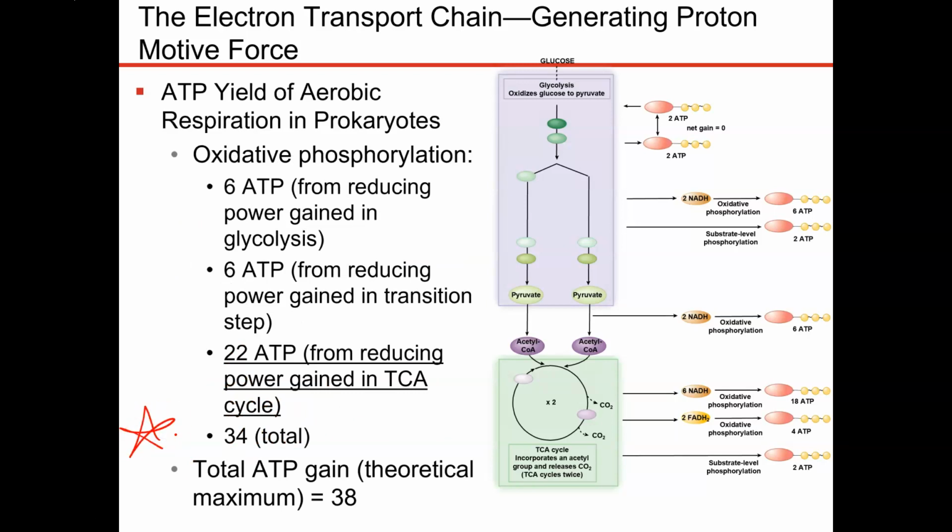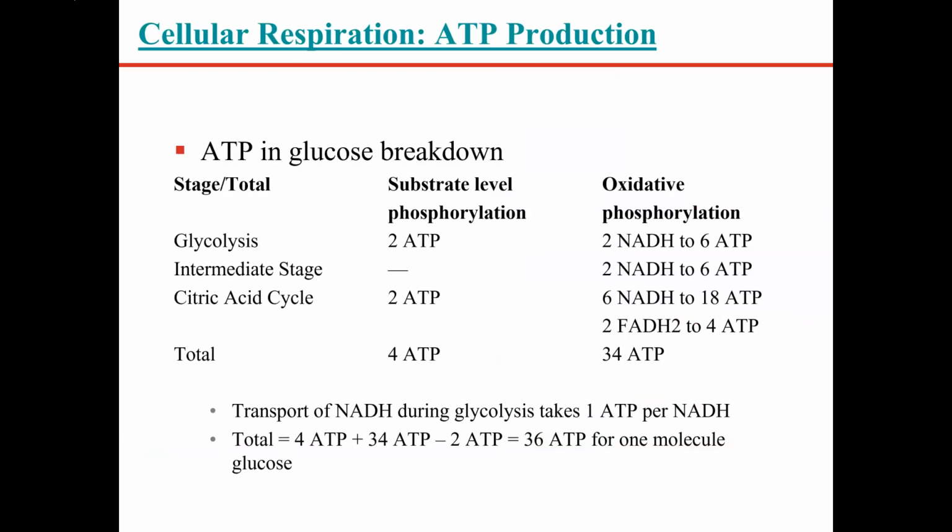Now, in eukaryotic organisms, the theoretical maximum is 36 ATP. It takes energy to move materials from the cytoplasm into the mitochondria. So you're utilizing more energy during the process, which means you're not going to have as much of a gain at the end. And so this is that theoretical maximum of ATP production, okay?